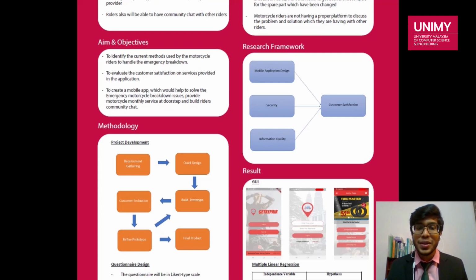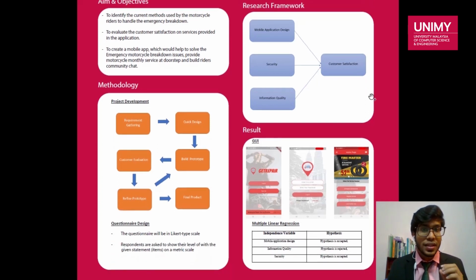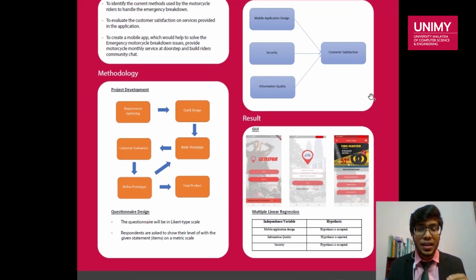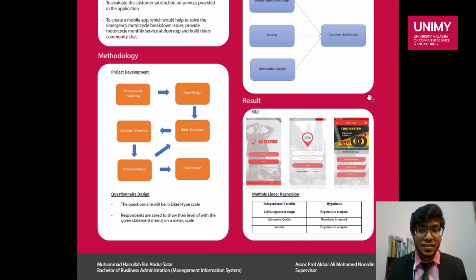Now let us look into the methodology. For this project, I have used the evolutionary prototyping methodology, and for information, this application is a prototype which is not fully developed yet. And as you can see, this is the process which I have used to develop the mobile app. I have also designed a questionnaire to answer the surveys which I needed for this research, and I have used a Likert type scale. Respondents are asked to show their level of agreement with the given statement, which is rated from 5 to 1.